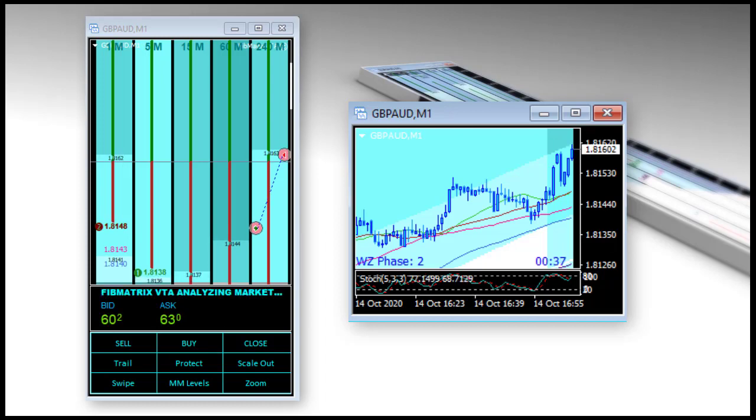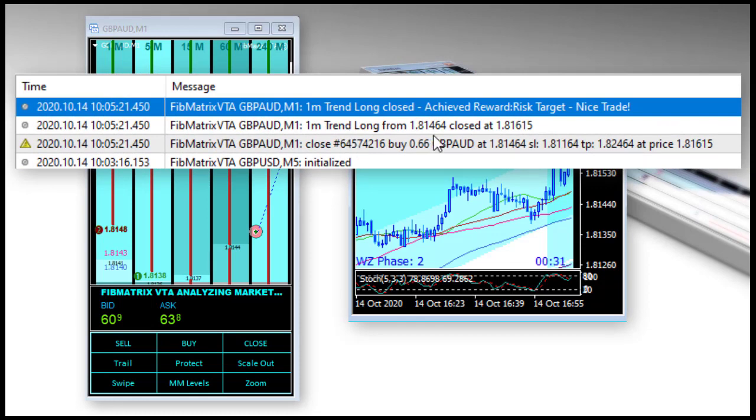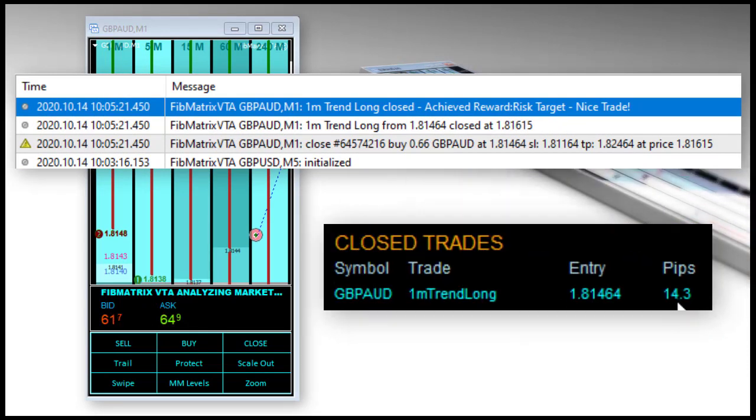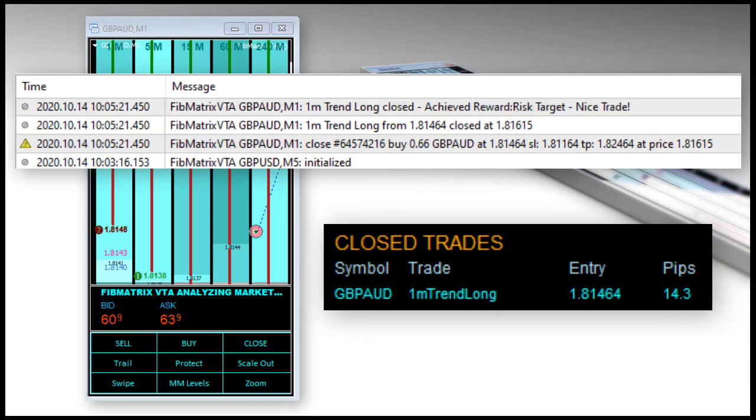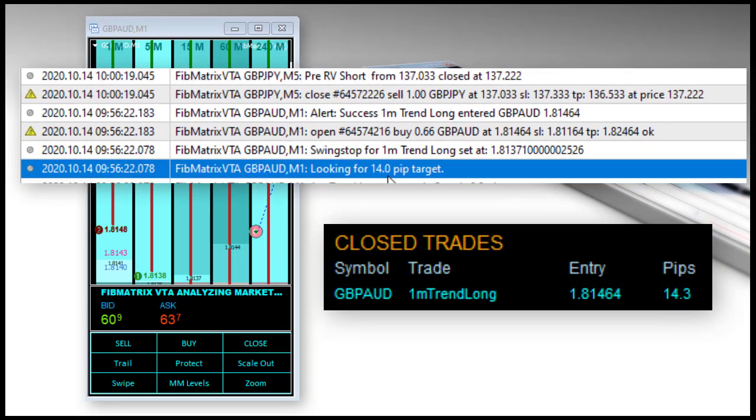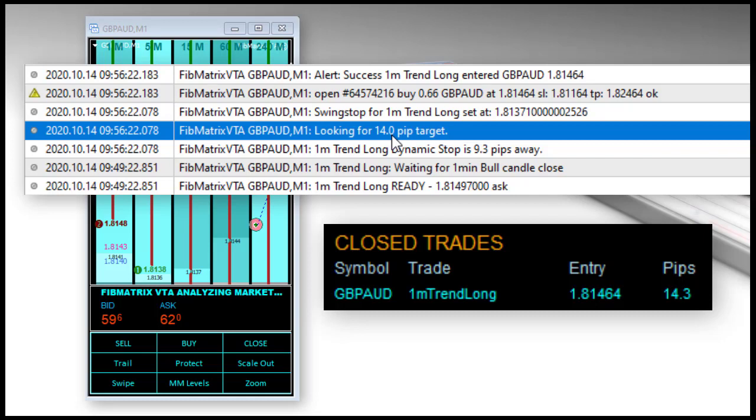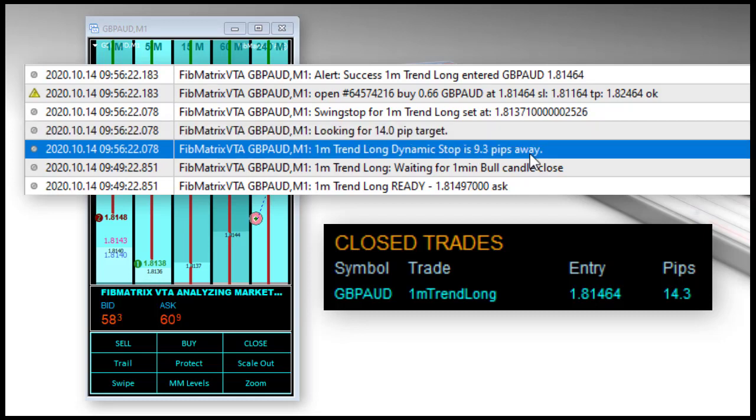So look, here's what happened. The 1 minute trend long closed. Achieved reward to risk. Nice trade. See, it gave us 14.3. It was looking for a 14 pip target, and it got 14.3. It only risked 9 to get that. So it's going to take these types of trades. This is what the new update is doing on version 2.26.